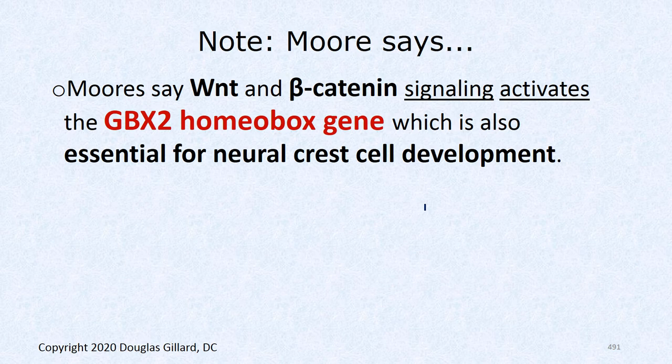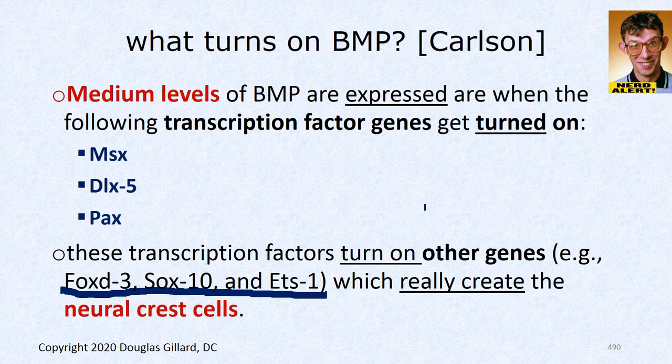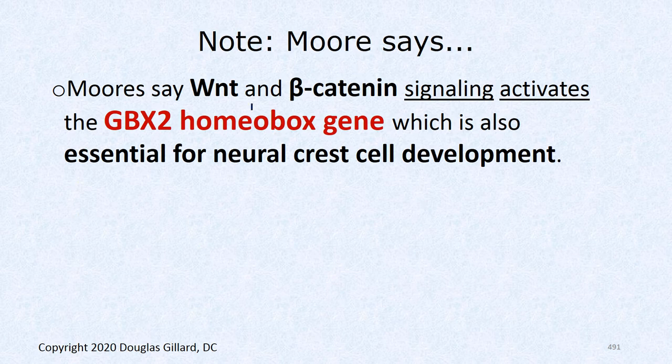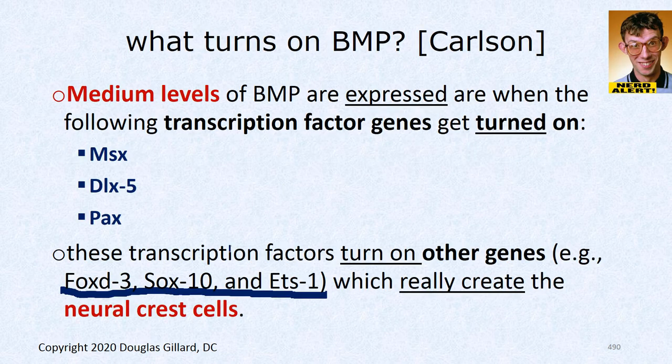Wnt and beta-catenin signaling activates the GBX2 homeobox gene, which also is essential. Carlson didn't mention that, but Moore talked about this. The GBX2 homeobox gene also needs to be turned on. So I guess we could add that to these three as well.